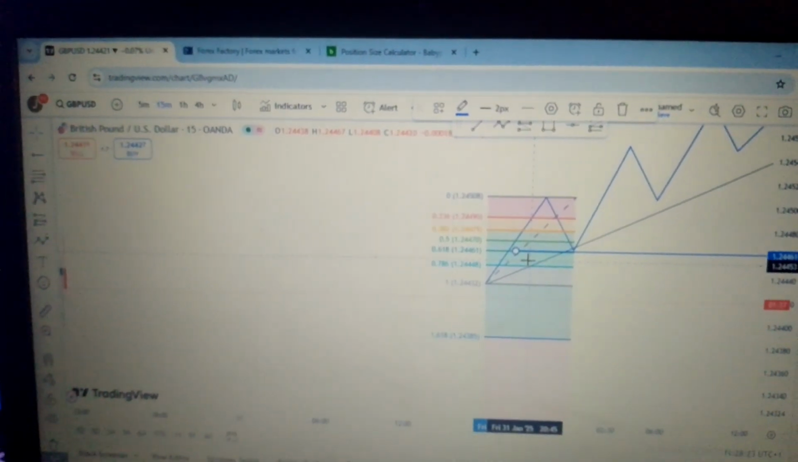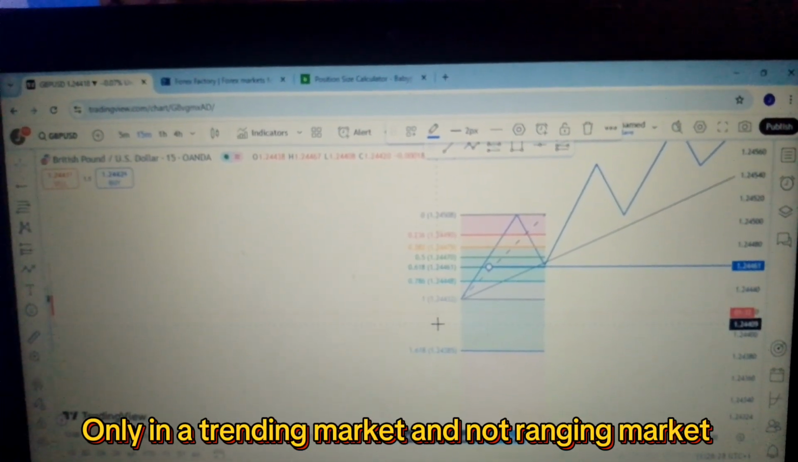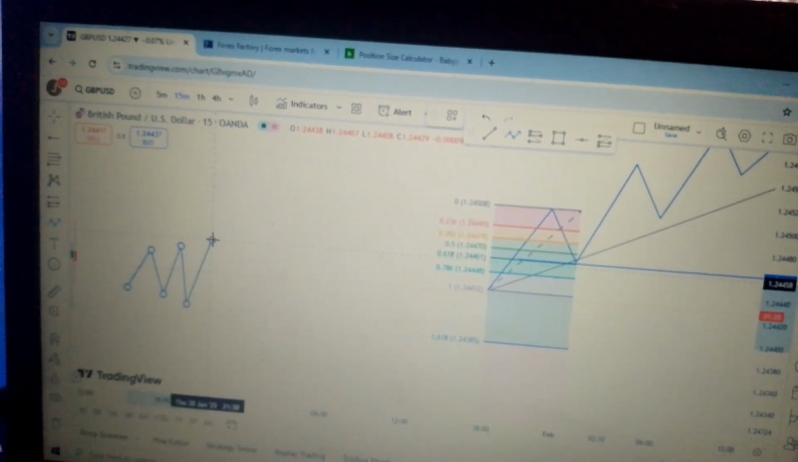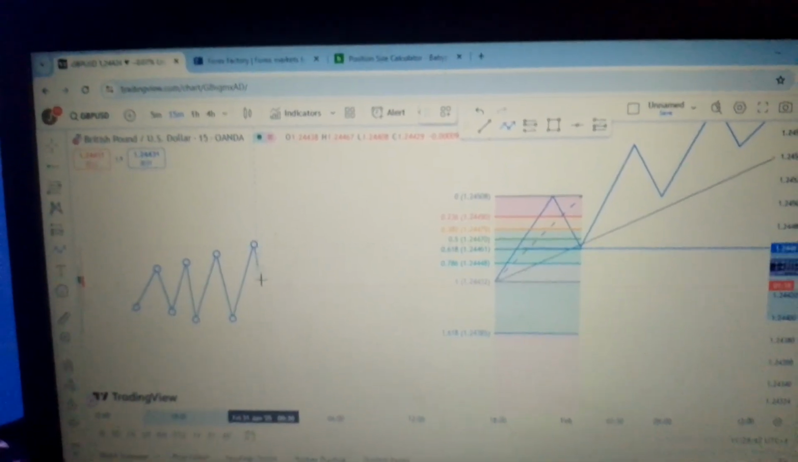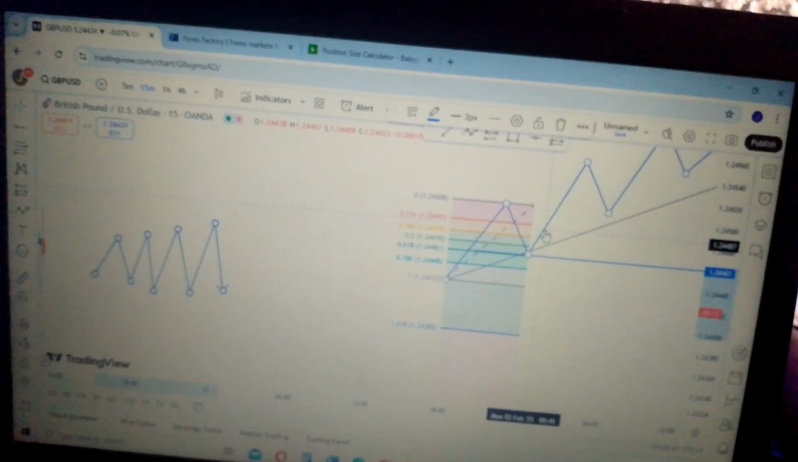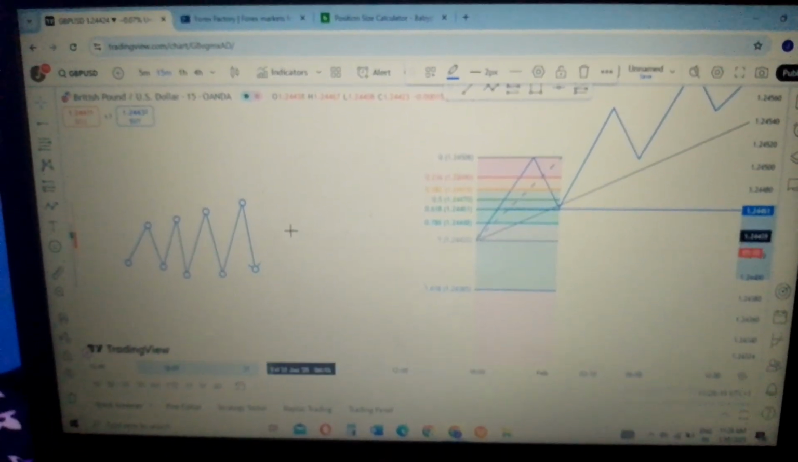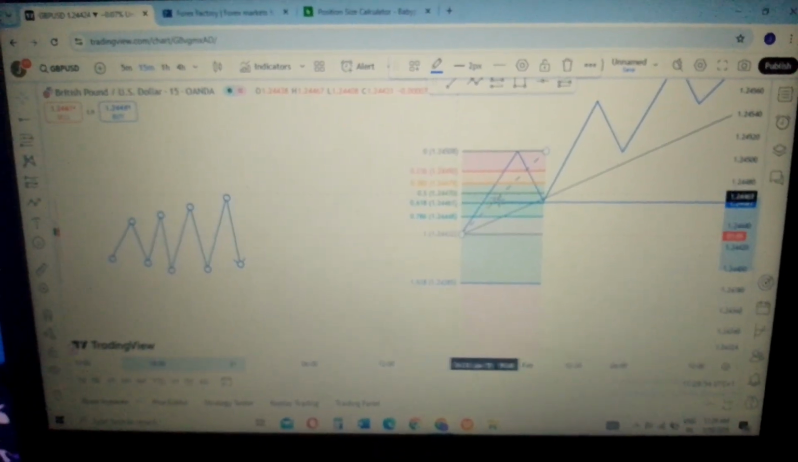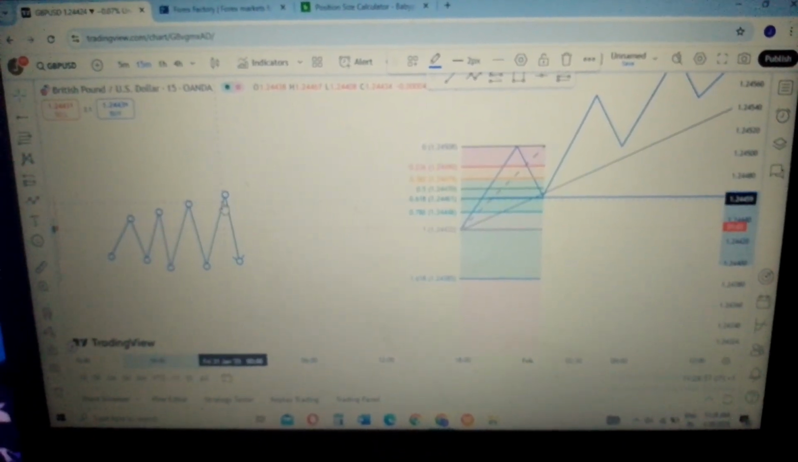Please note this, guys. If you can take a pen and write it down. The Fibonacci strategy is used only in a trending market, not in a ranging market. This is a ranging market. The market that is not trending, that is just consolidating. That's what I mean by a ranging market. So this is a ranging market, and this is a trending market. You understand, guys? So this strategy does not work in a ranging market. I will teach the strategy for the ranging market in my subsequent video. So this only works in a trending market.